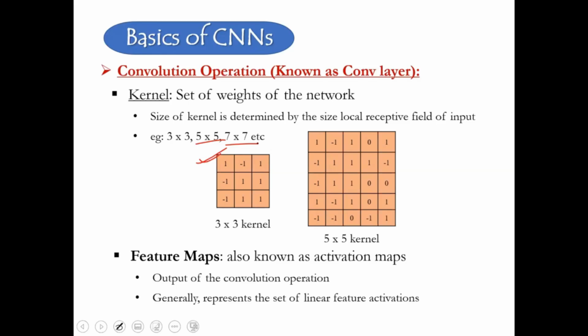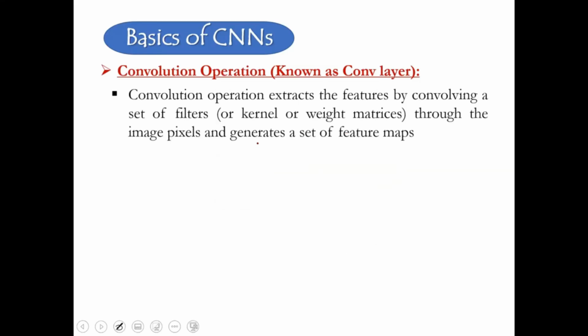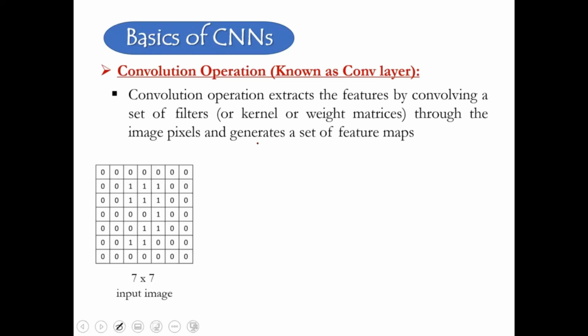It generally represents a set of linear feature activations. Whenever we apply the kernel to a specific location of the image, it will activate the features that are important for a particular pattern. So what is happening in the convolution? It is extracting features by convolving a set of filters through the image pixels and generating a set of feature maps. So let us see.